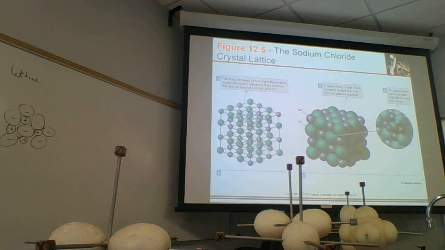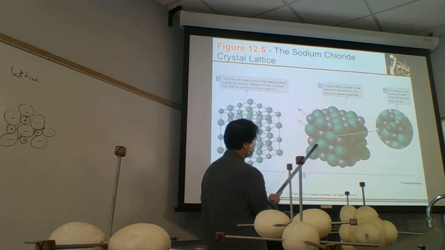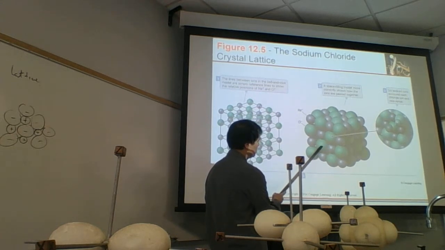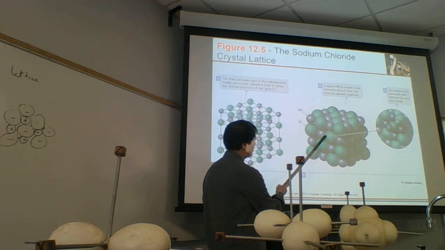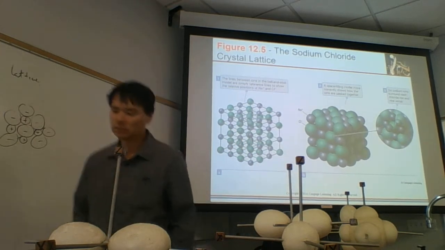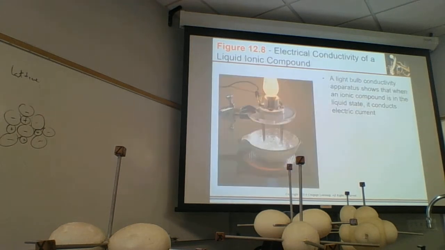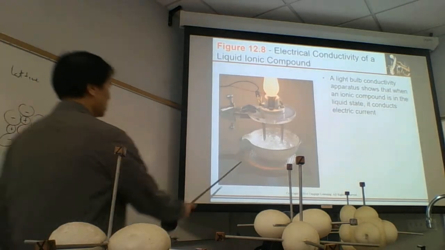Lattices don't conduct electricity very well. These are non-conductors because it's missing mobility. There's no translational mobility in solids, so the ions are stuck. However, if you melt this, then it conducts electricity very well, because if you melt it, then you've got translational mobility. And so this is a molten salt. Molten salts conduct electricity.